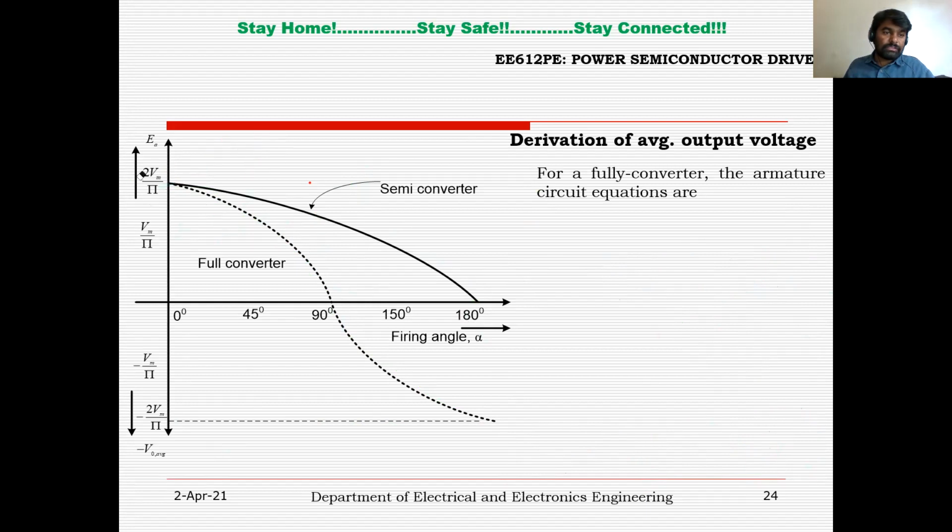And one more conclusion you can see here. For the same firing angle alpha, 45 degrees, the voltage in case of a fully controlled converter is less here. But in case of a semi-controlled converter, it will be this much. Right? Similarly, at a fixed firing angle alpha, the voltage via a fully controlled converter is this much, which is less when compared to the semi-controlled converter. So these are the conclusions we need to see here.